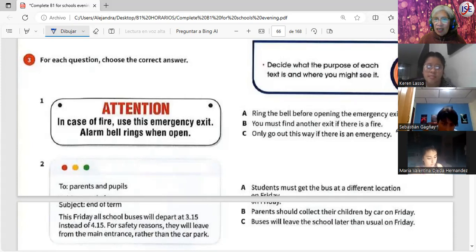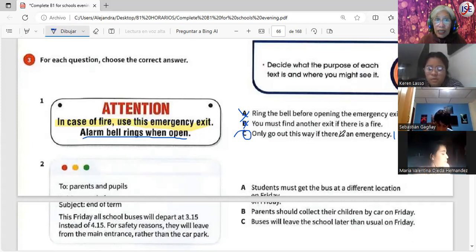Letter C. Maria Valentina has just arrived, so notice, in case of fire, use this emergency exit. Alarm bell rings when open. So ring the bell before opening? No, the bell rings when open. So it's not letter A. Then we have, in case of fire, use this emergency exit. So shall I find another exit? No, this is the one you have to use. So this is not. The right answer is letter C.